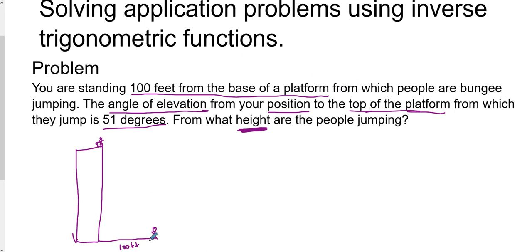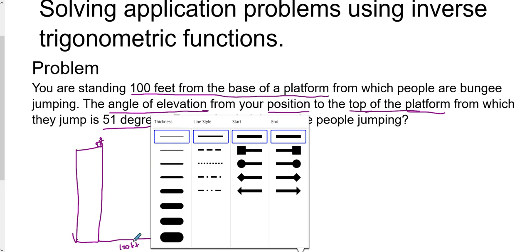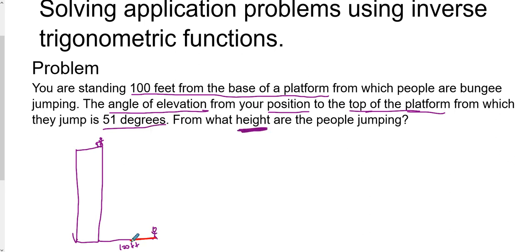Now, what's the angle of elevation, you might be thinking? The angle of elevation is the angle when you're horizontal and it's rising up. That's elevating. The other manner is angle of depression. Angle of depression would be the opposite, if the person were jumping down this way, it would be this angle. That's the angle of depression.